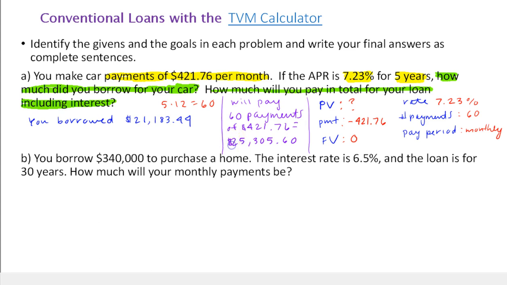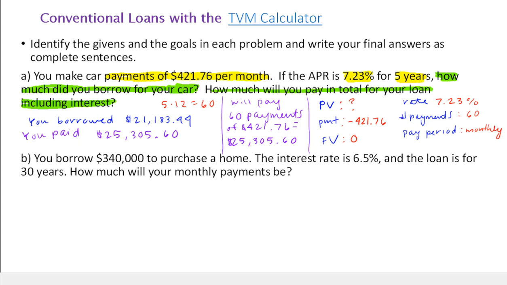Okay, so now let's write that as a sentence. We weren't asked for the interest you paid, but notice it's a little over $4,000 would be the difference from these two. Okay, so you paid $25,305.60. Let's look at the next one.